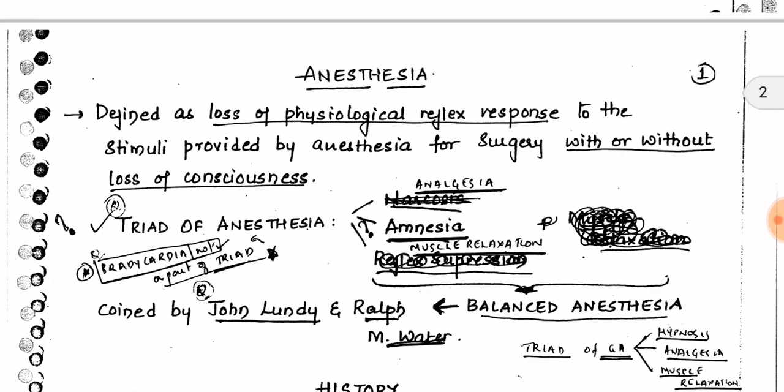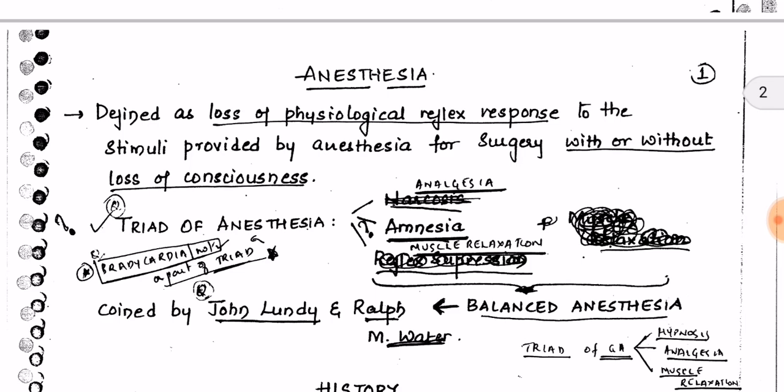Let's talk about the brief introduction first of all of anesthesia. It is defined as loss of physiological reflex response to the stimuli provided by anesthesia for surgery, with or without the loss of consciousness. So the loss of consciousness does not necessarily occur in case of anesthesia. It consists of a triad, that is analgesia, amnesia, and muscle relaxation.